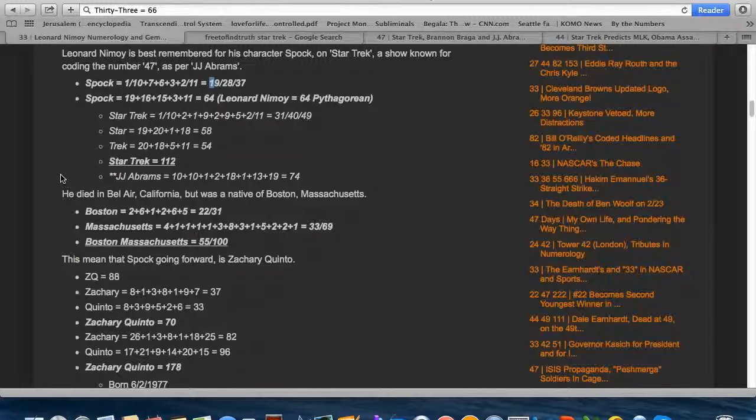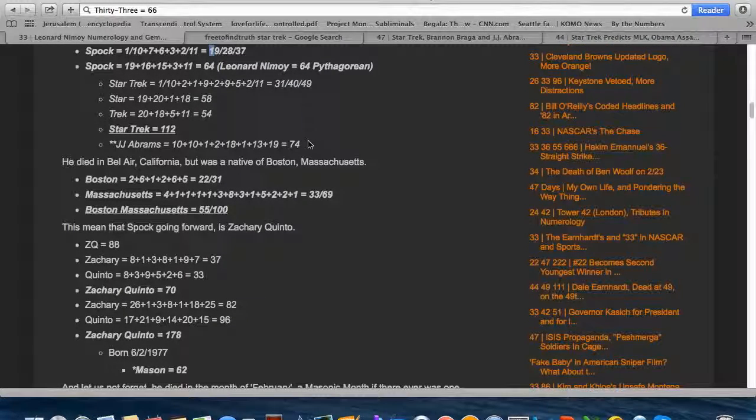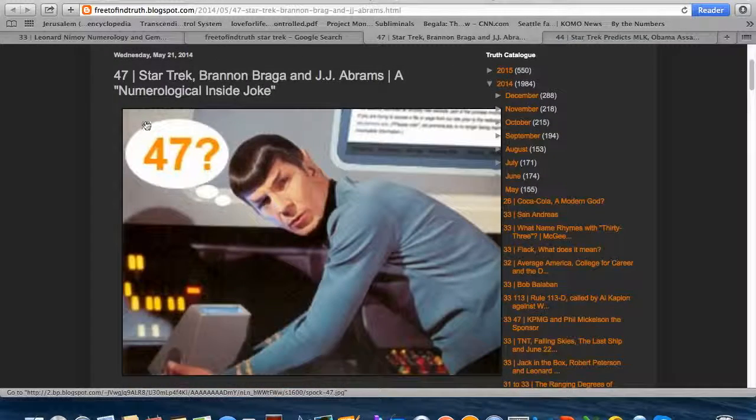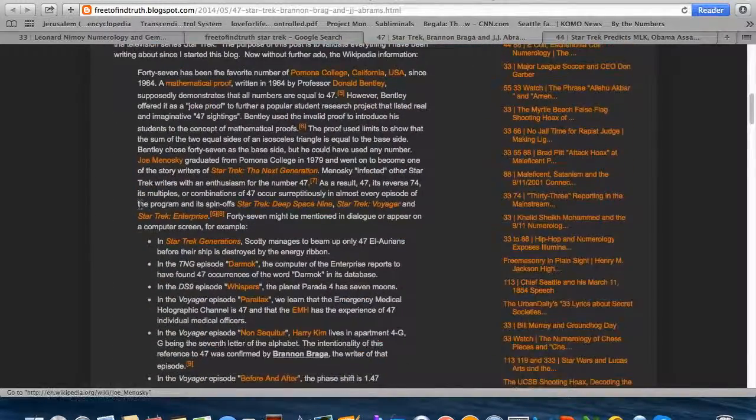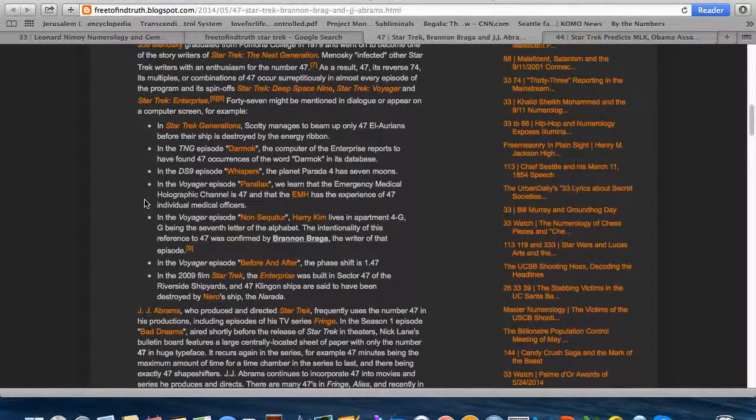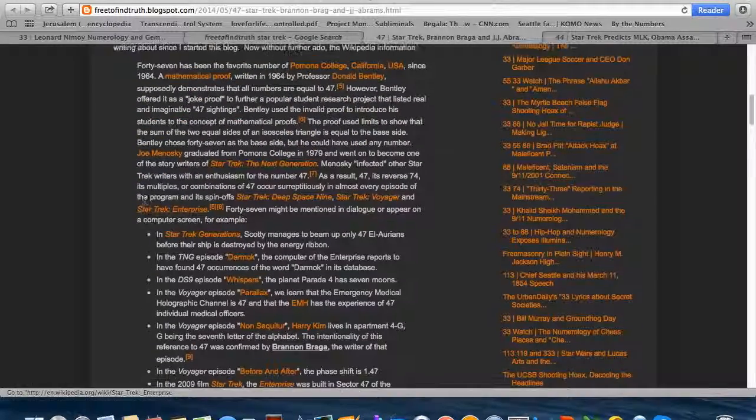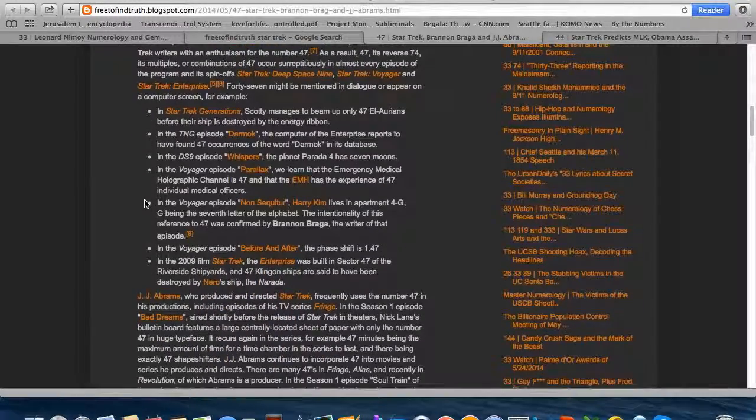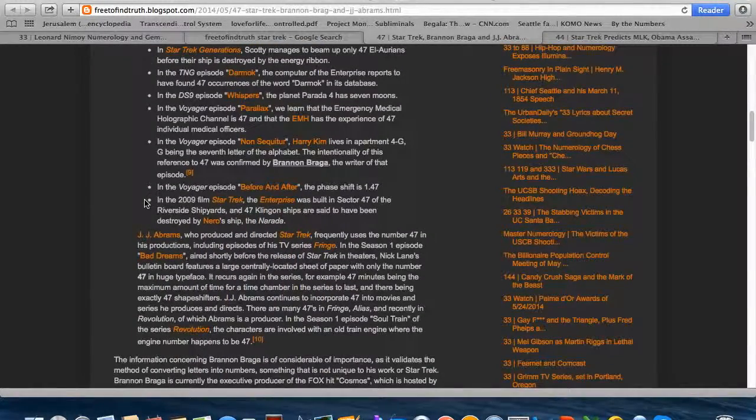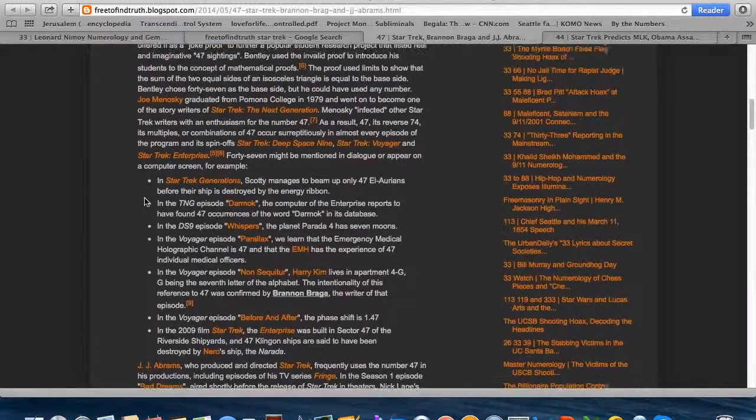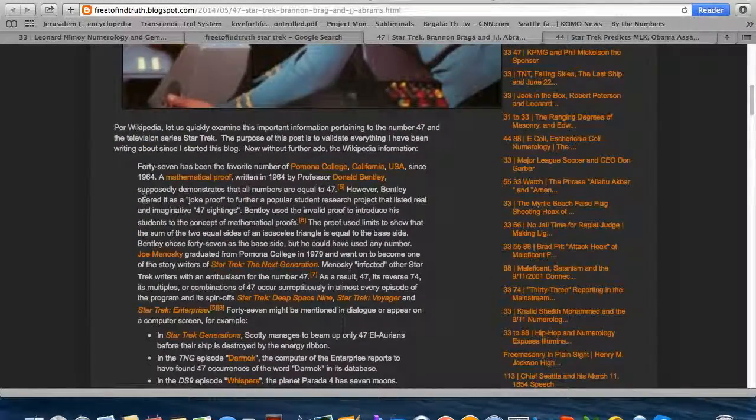Some more gematria for Star Trek. The guy who does a lot of the modern day Star Trek movies, episodes, is J.J. Abrams, who has a name gematria of 74. Him and Brannon Braga have come out and publicly spoken about how they code the number 47 into so many Star Trek episodes. And what's interesting about Brannon Braga is his name gematria. Brandon's 33, his last name's 20, name gematria of 53. The numbers we keep talking about, 47, 74, 53, 33. It's all there, Truth Seeker.